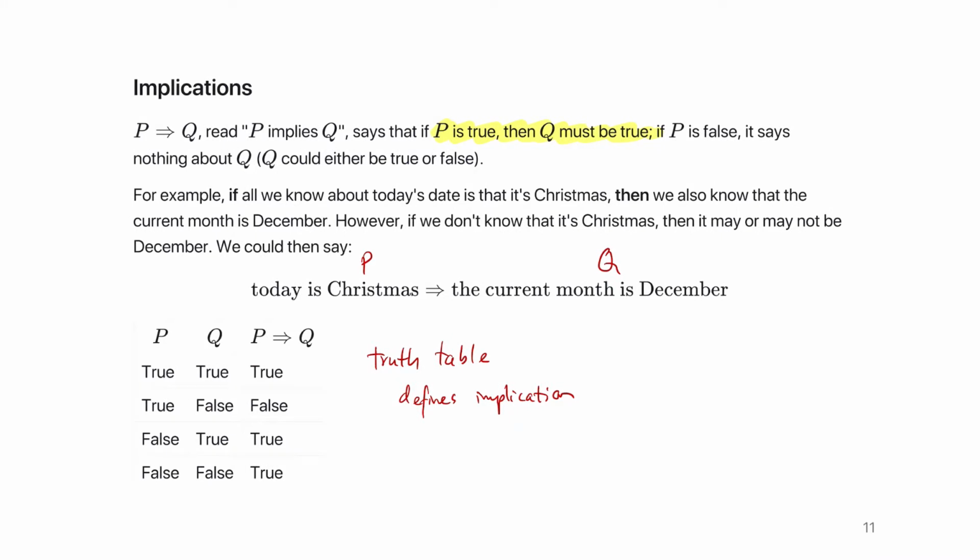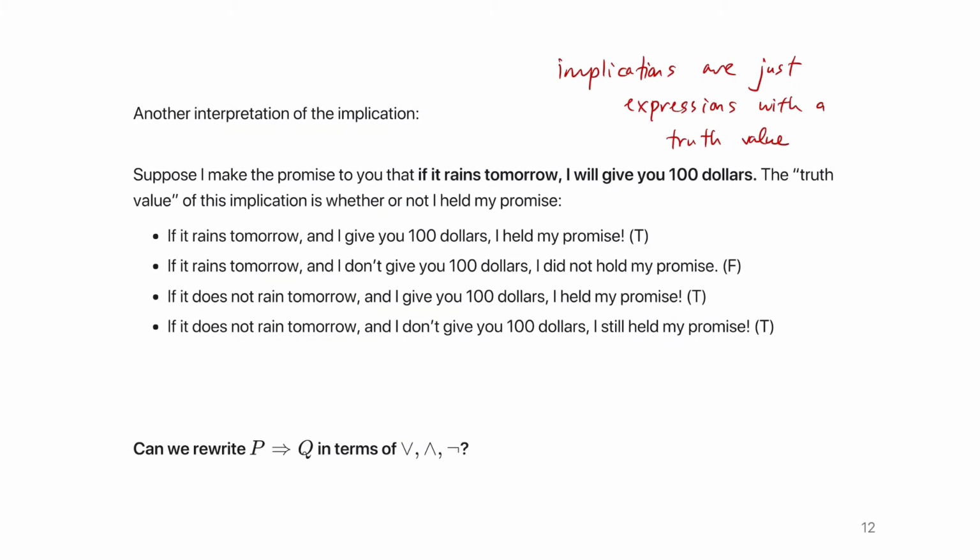Sure. Okay, so the new question is, can we rewrite P implies Q in terms of the conjunction, disjunction, and negation? That's our new problem. We want to rewrite P implies Q in terms of the three main logical operations we've seen. I'll give you a minute or so to try and figure it out, and then we'll come back together.